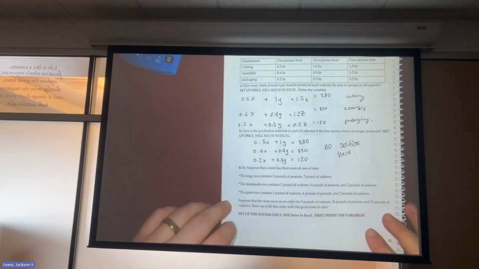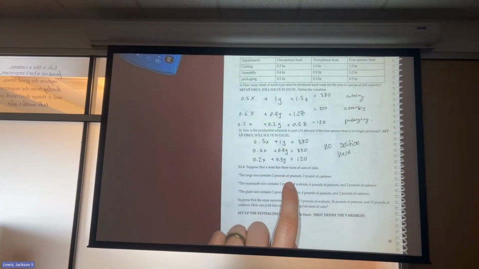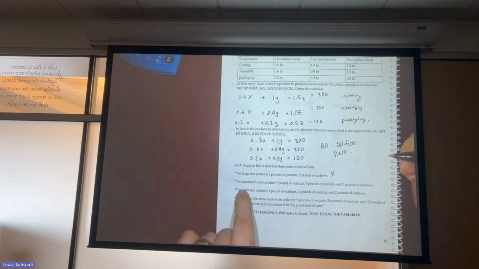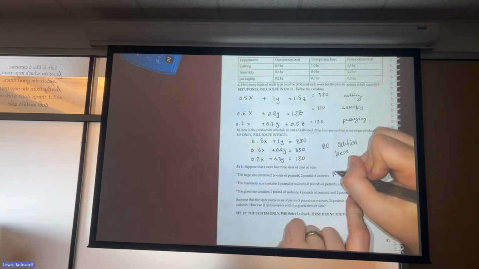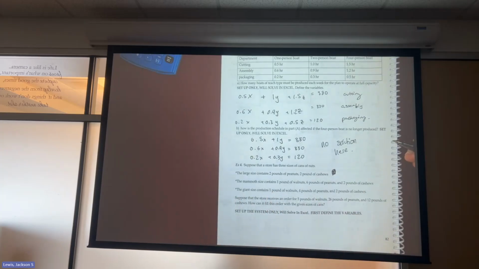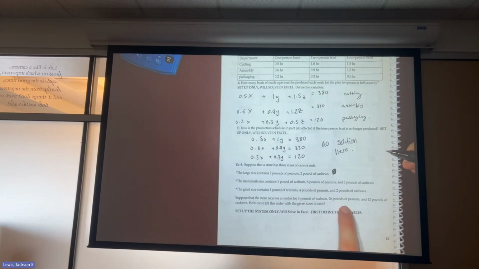Now I've got another example. Suppose the store has 3 sizes of cans of nuts. The large size is 2 pounds of peanuts, 2 pounds of cashews. The mammoth size is 1 pound walnuts, 6 pounds peanuts, and 2 pounds cashews. The giant size contains 1 pound walnuts, 4 pounds peanuts, 2 pounds of cashews. Suppose that the store can receive an order for 5 pounds of walnuts, 26 pounds of peanuts, and 12 pounds of cashews. How can they fill it with the given sizes of cans?